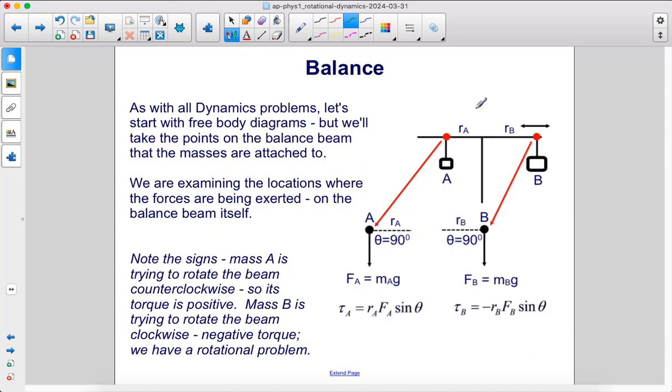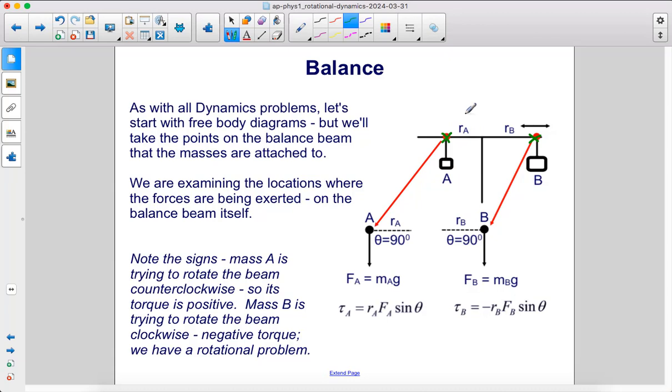As with all dynamics problems, let's start with free body diagrams. But we'll take the points on the balance beam that the masses are attached to make our free body diagrams. We are examining the locations where the forces are being exerted on the balance beam itself. So we're going to draw a free body diagram for this location, that's point A, and for this location, that's point B. Note the signs.